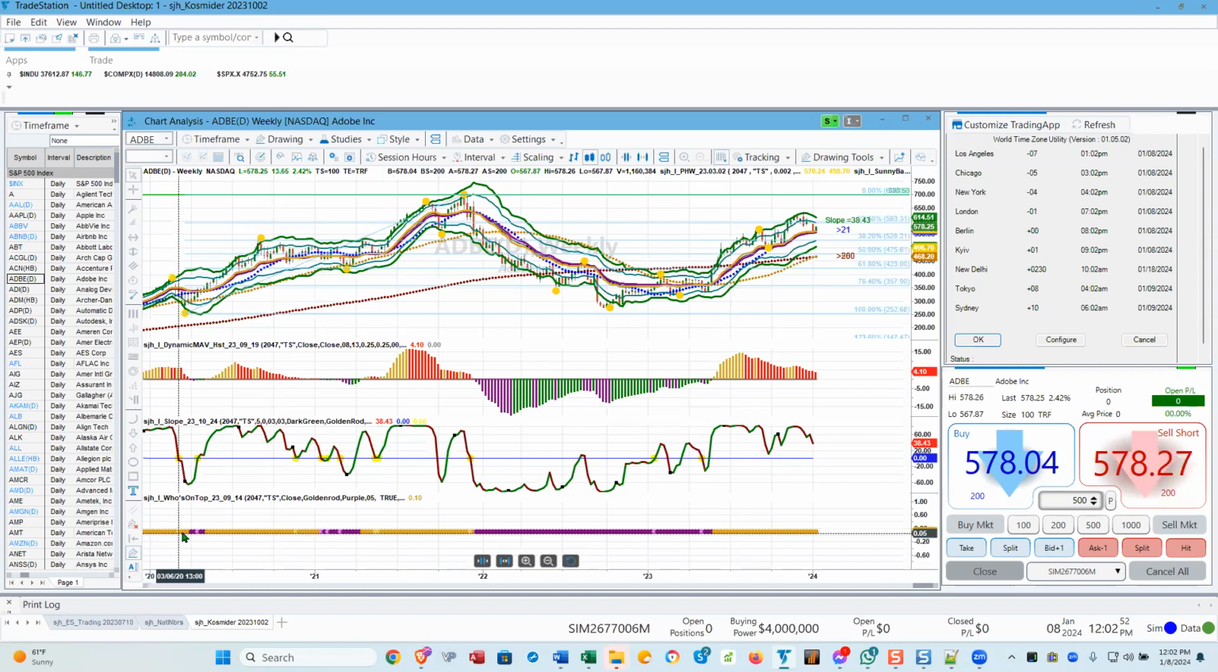The dots on the bottom are gold and purple. When the DMA is flat, it prints light gold. And when the purple DMA is flat, here's a lavender, light purple, that tells me the DMA is flat. So I've got a couple flat DMAs there. All right, let's take some symbols.